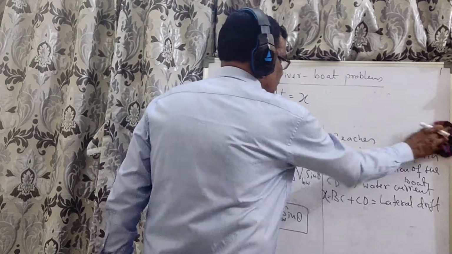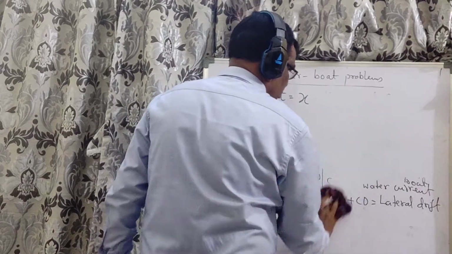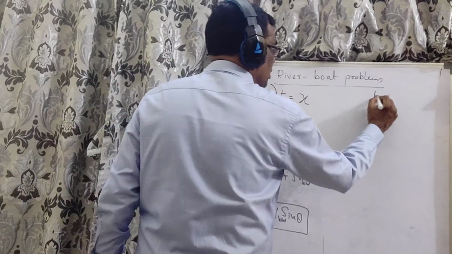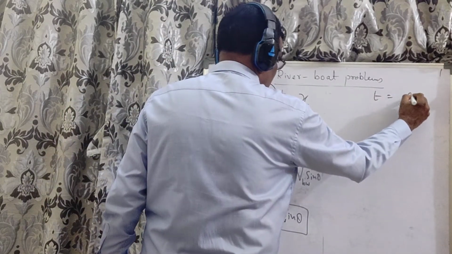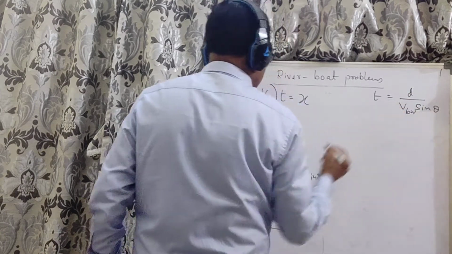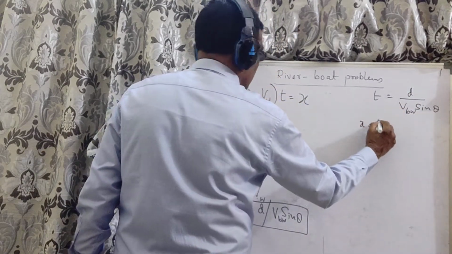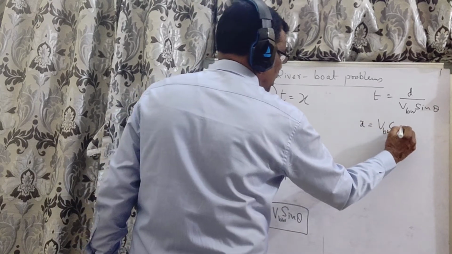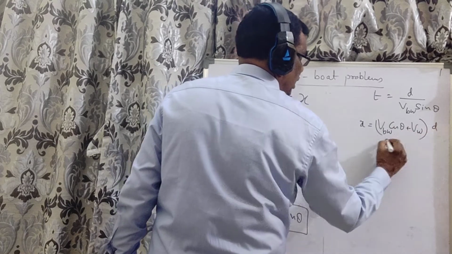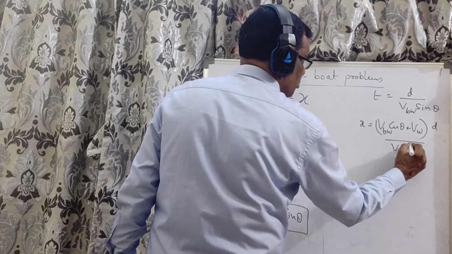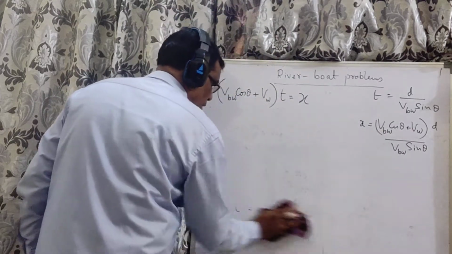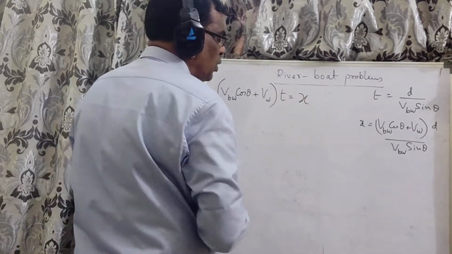I am now erasing this part and write your expression for t is equal to d by VBW sin theta, and x is equal to VBW cos theta into, instead of t, write d by VBW sin theta. Okay, this is what you write.